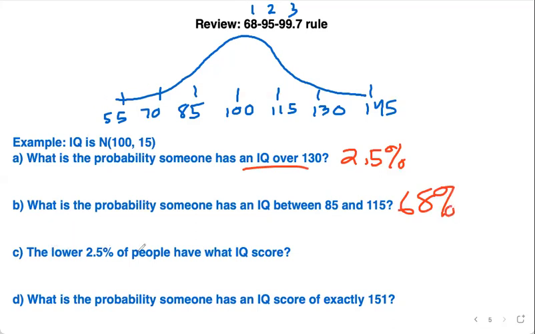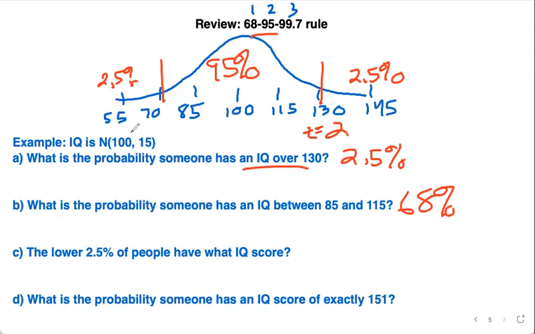The lower 2.5% of people have what IQ score? Well, if there's 2.5% below, then there's got to be 2.5% above, giving you 95% in the middle. And I marked that because I knew it would relate to 2 standard deviations above and below the mean. Again, equivalent to saying the z-score of 2 and -2 would have 95% in the middle and then 2.5% on each side. So in this case, the lower 2.5% would cut off at an IQ score of 70.